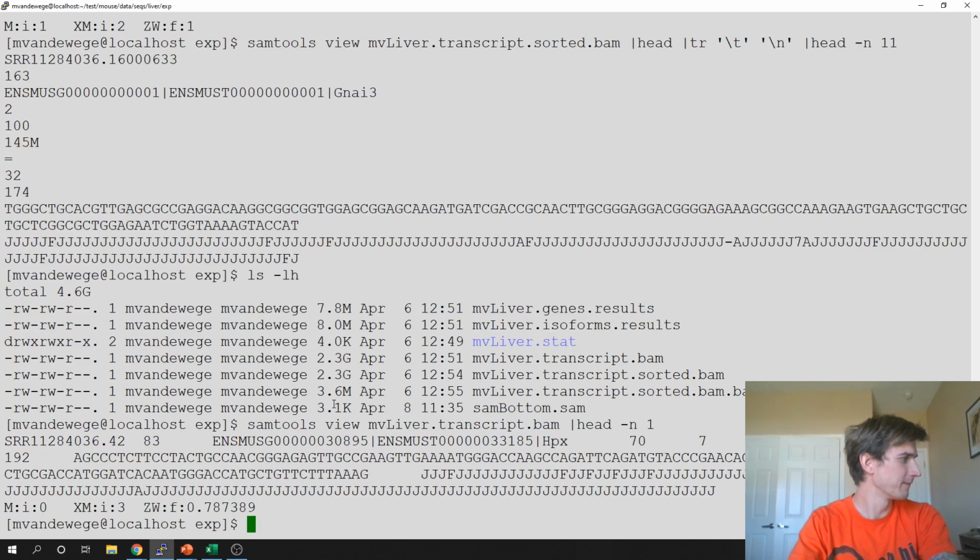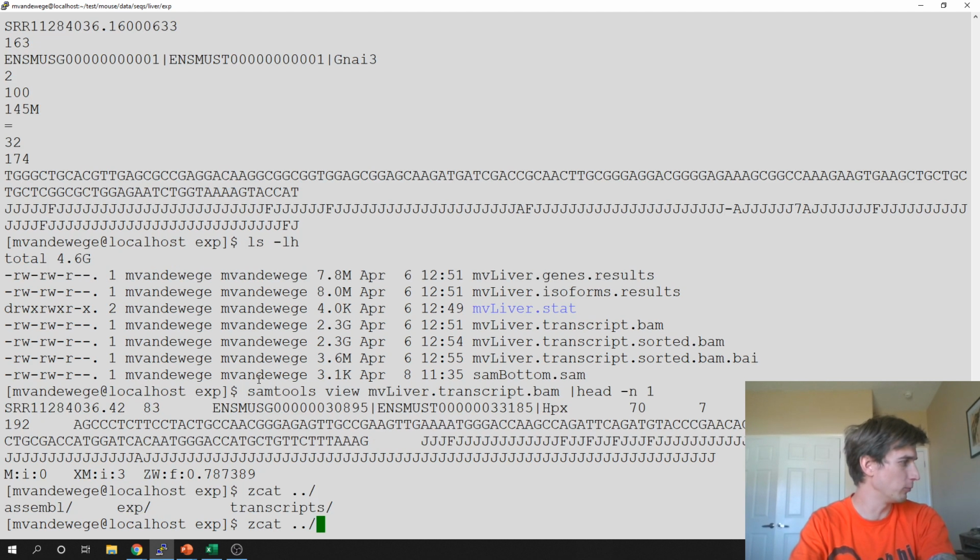So I'm just going to look at the first read in the raw BAM file. It's going to tell us this SRR, this read name, and it was mapped first. A dollar says that this read is the first in our FASTQ sequence, and so I'm going to check that real quick while I can.